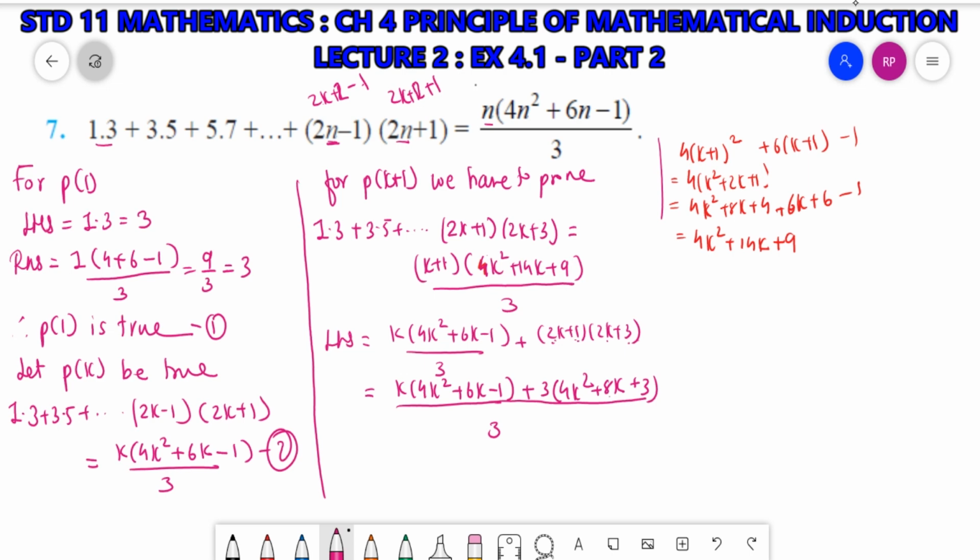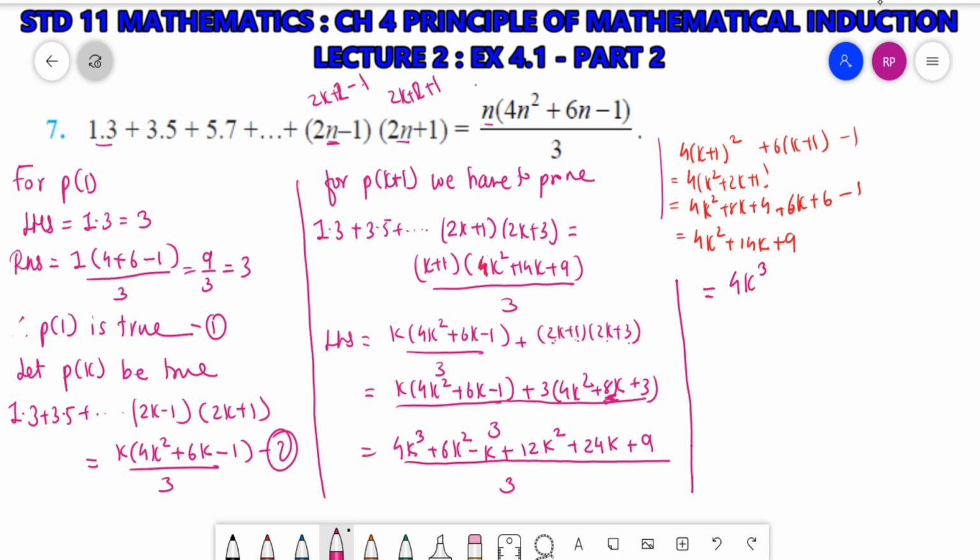Okay, into 3. So now let's multiply. 4k cube plus 6k square minus k plus 4 3s are 12k square plus 8 3s are 24k plus 3 3s are 9 upon 3. Clear? Okay, so solving this further, I will get 4k cube plus 6k square plus 12k square. So that will be plus 18k square minus k plus 24k.